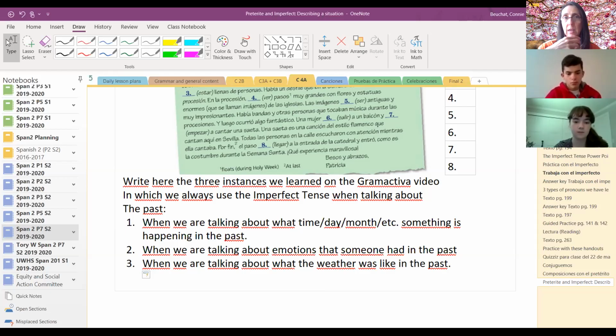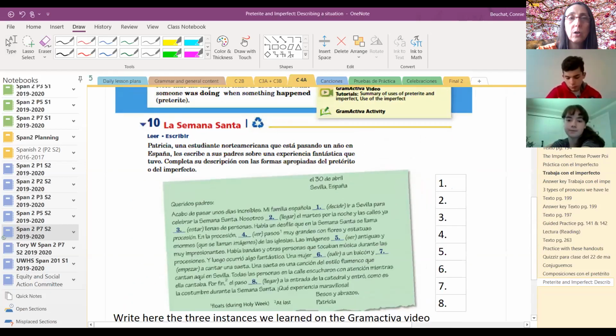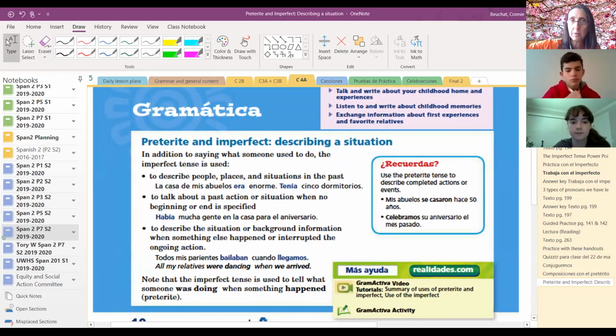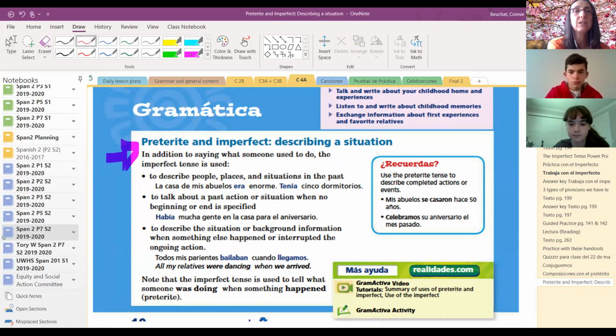Okay? All right. So let's read our gramática here. And I'm going to start with this part. So take a look how it says, in addition to saying what someone used to do, the imperfect tense is used for: to describe people, places, and situations in the past. To describe, so description.